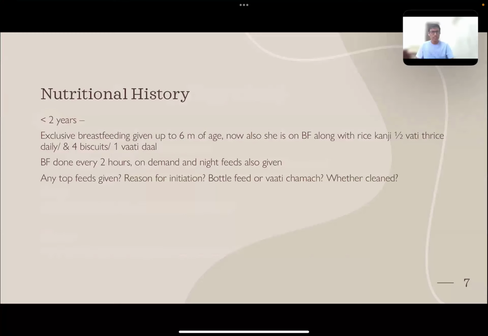So, nutritional history for a child who is less than 2 years. This is a sample case presentation. You can modify it according to your case. What all points are to be covered? First of all, talk about exclusive breastfeeding till what age? Now, you would be on complementary feeds. For example, rice kanji, half water, thrice daily, maybe biscuits, maybe one mati dal.